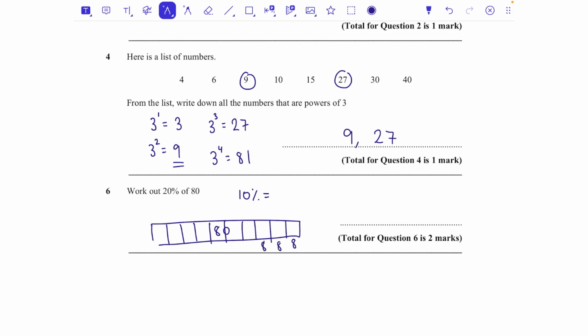So if I want 20%, I just want 2 of those sections. 10%, we divide by 10, so that's 8. And then if I want 20%, I want 2 of those, so that would be 16 as my answer. 2 of those sections would be 20%.